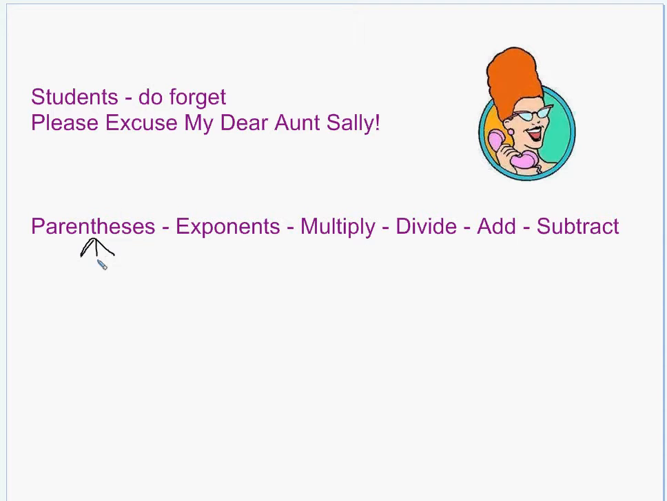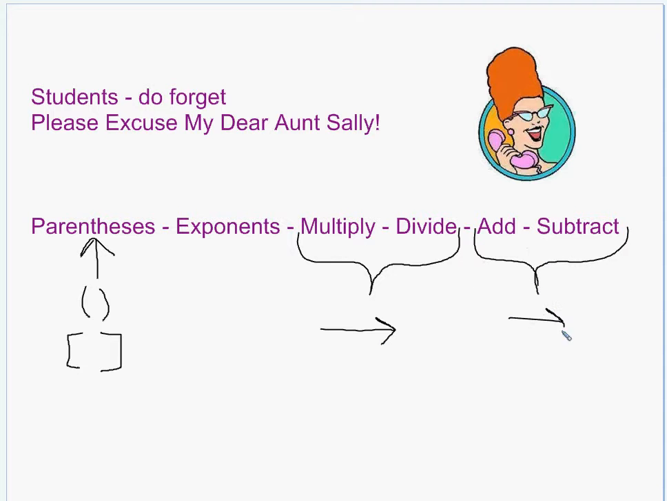What I want you to remember when you're looking at this is the order of operations. Parentheses does not just mean the parentheses. It also means brackets. Any type of grouping symbol falls into this category. Then we go to exponents, then multiply and divide. Those go together from left to right, and add and subtract do as well. You don't do all the multiplication, then all the division. You multiply and divide together from left to right, and add and subtract together from left to right.